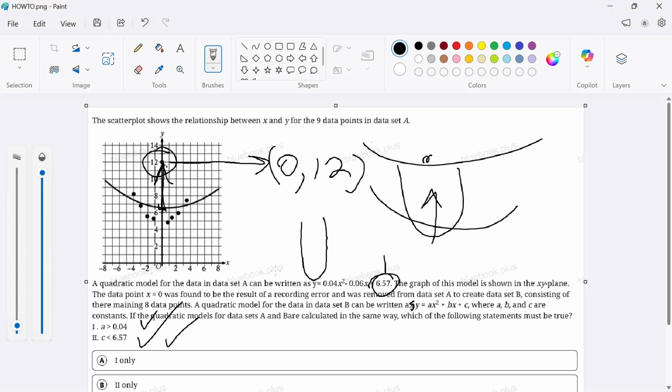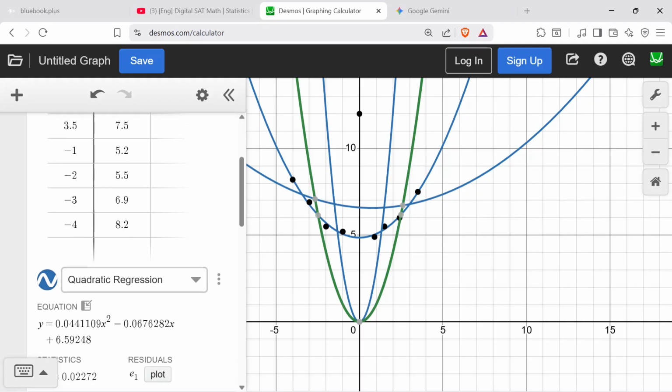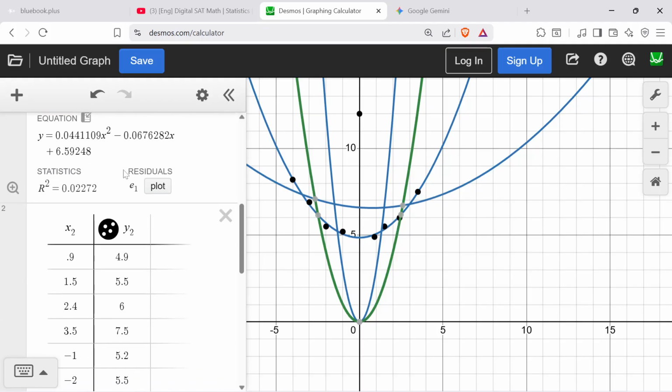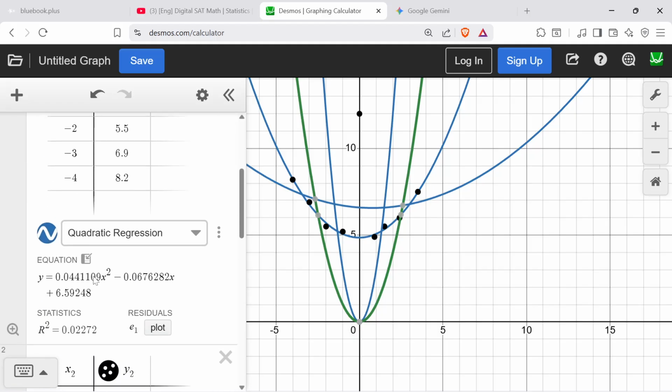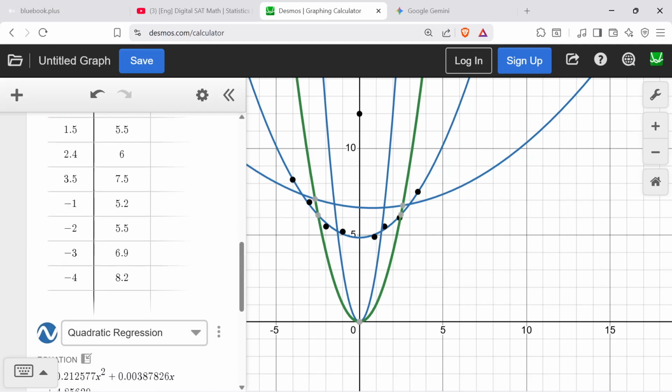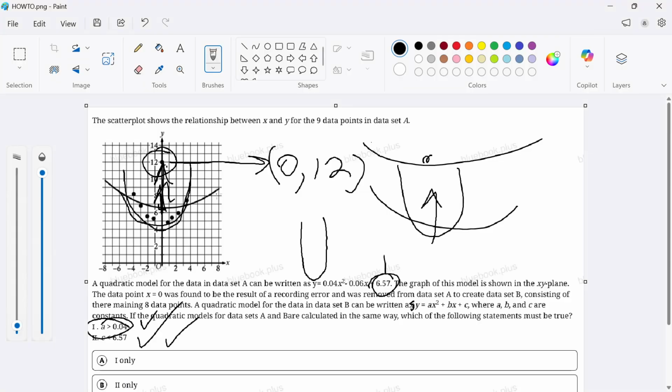So since the vertex wouldn't be pulled up, it would allow this thing to be thinner, and that means the A would be bigger, and so that verifies that. So either you know it by the features of the parabola, or if worse comes to worse, just type in the approximate points and see. Is the number in front of x squared bigger? Yes. Is the constant smaller? Yes. And that verifies it as well.